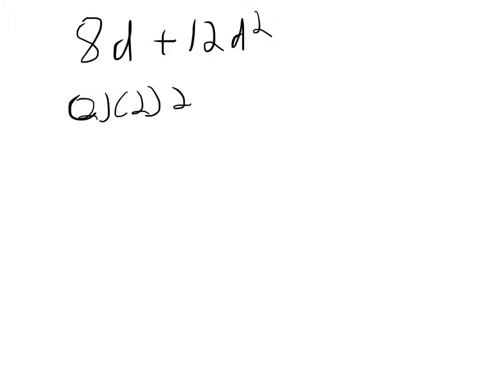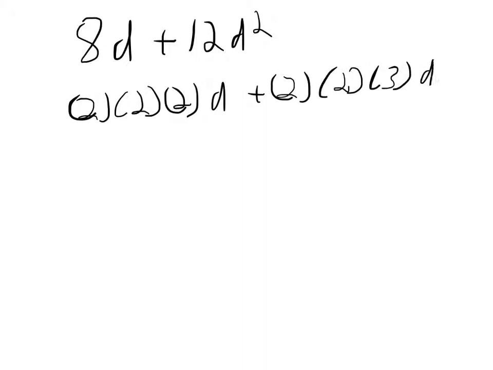All right, so say for example you had something like 8d plus 12d squared. Okay, that's all good. Now we can take this and break this down. The factors of 8 are 2 and 2, that gives me 4 times 2 times d. And then if we look at this one here, we would have 2 times 2 times 3 times d times d. See how I broke that down? 12 can be factored down to 2, 2, and 3. And d squared is the same thing as d times d.